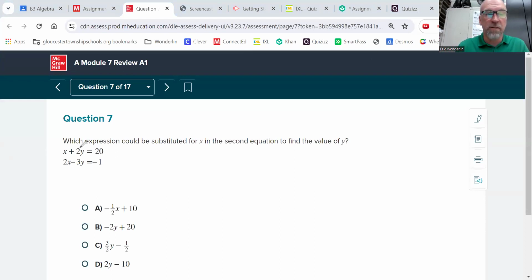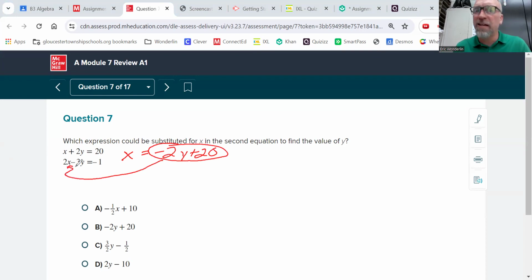Isolate the x, which means subtract the 2y. X equals negative 2y plus 20. That's what's going to go into the second equation in place of the x. Super hard way to solve it. I'd never solve it that way. I would solve using elimination.